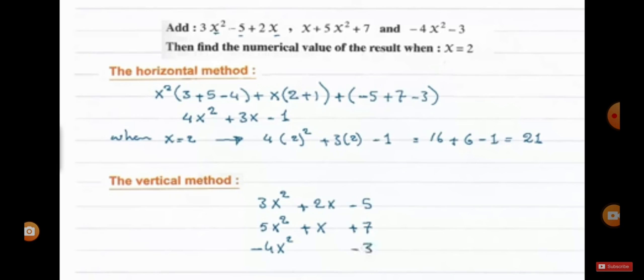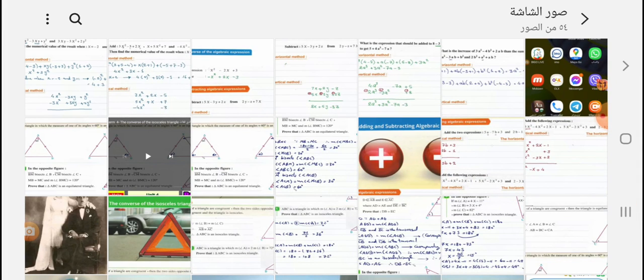With the vertical method, I can put 3x power 2 plus 2x minus 5 the same way. Then arrange the second.